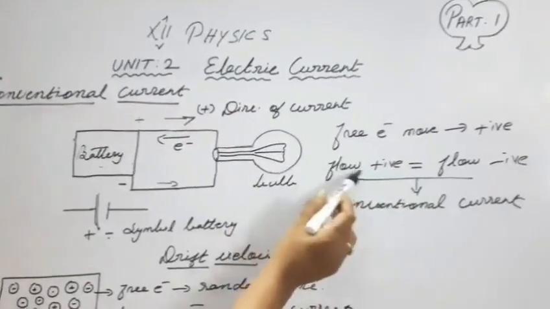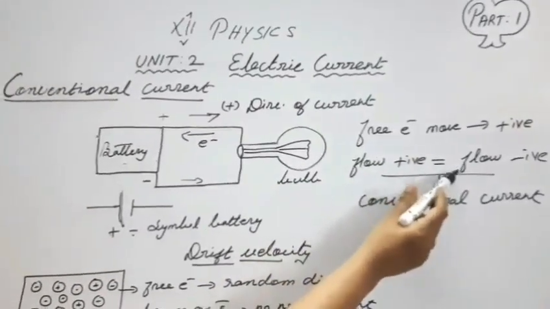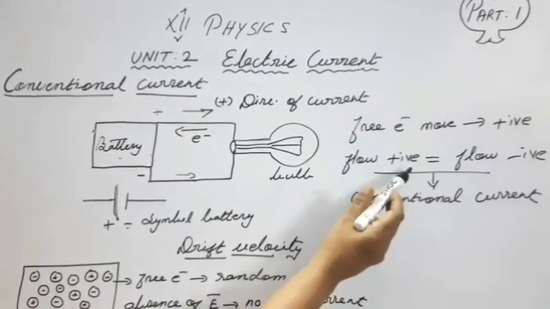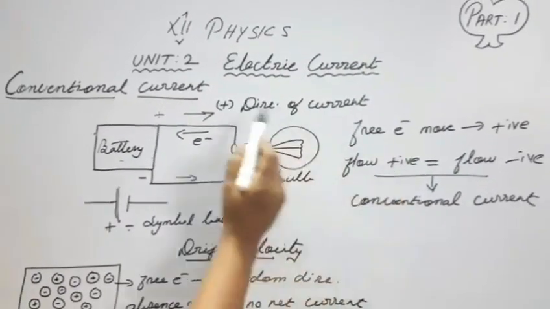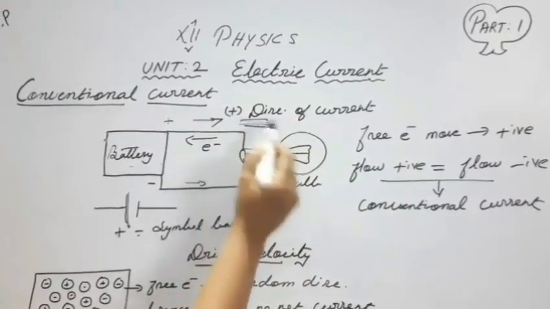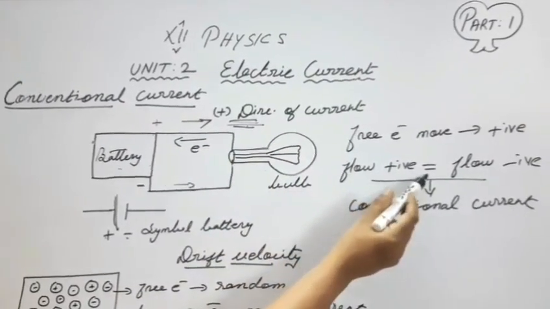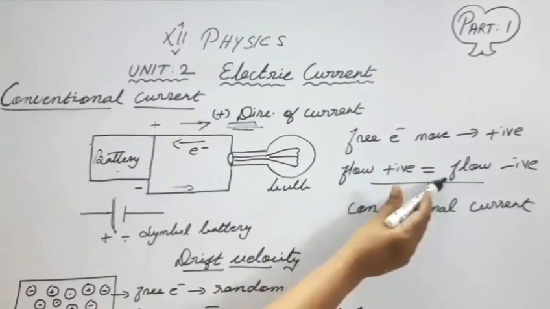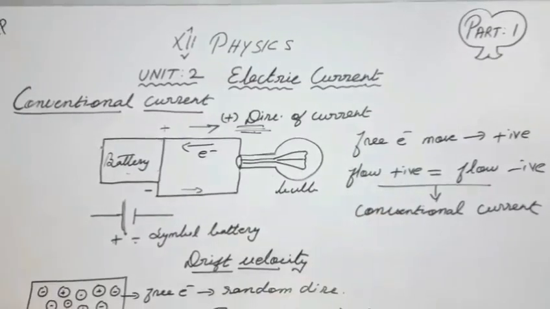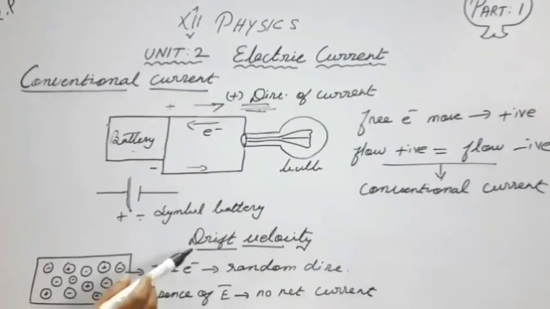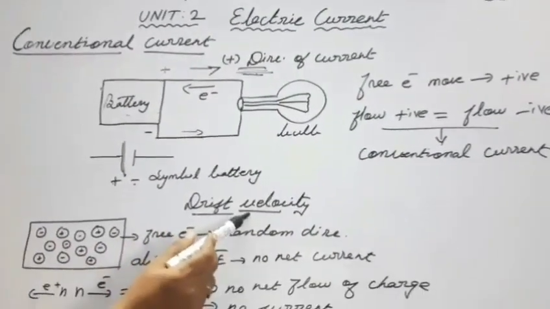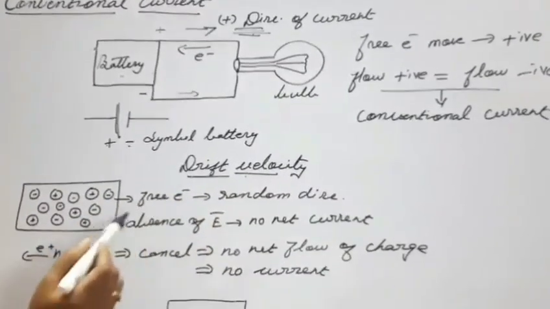So the positive ions are moving in the opposite direction, that is known as the direction of current. By mathematical expression, the flow of positive charge is equal to the flow of negative charges, this is known as the conventional current. And the next topic is known as the drift velocity or drift of electrons.